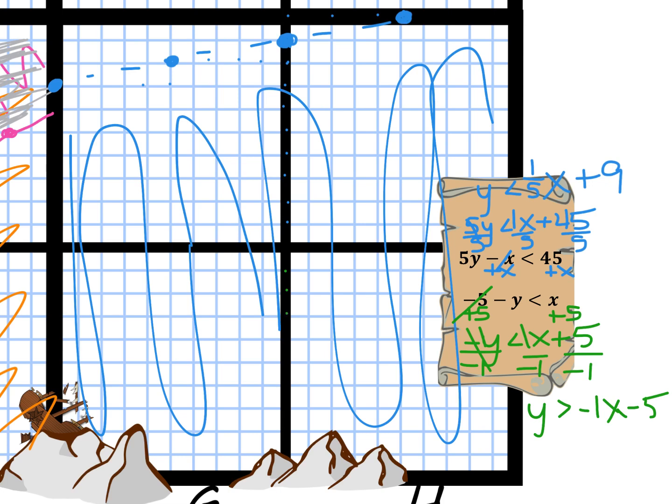Okay, so my y-intercept is negative 5. 1, 2, 3, 4, 5. And my slope is negative 1 or negative 1 over 1. So if the top is negative, then it's down 1 and then to the right 1 to make that positive. Or if I go up 1, then I'd have to go left 1. So it's making a negative slope. It's going down from left to right.